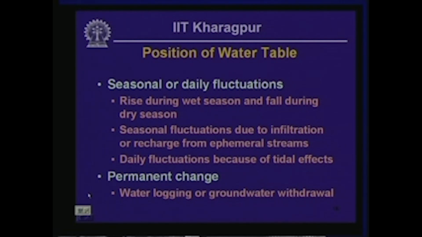Okay. Position of water table can fluctuate seasonally, and it will rise during wet season and it will fall during dry season. Seasonal fluctuations can also be because of infiltration and recharge from temporary streams of groundwater, and there could be daily fluctuations also because of tidal effects, or there could be permanent changes in groundwater table because of waterlogging or because of groundwater withdrawal exceeding the rate of groundwater recharge.